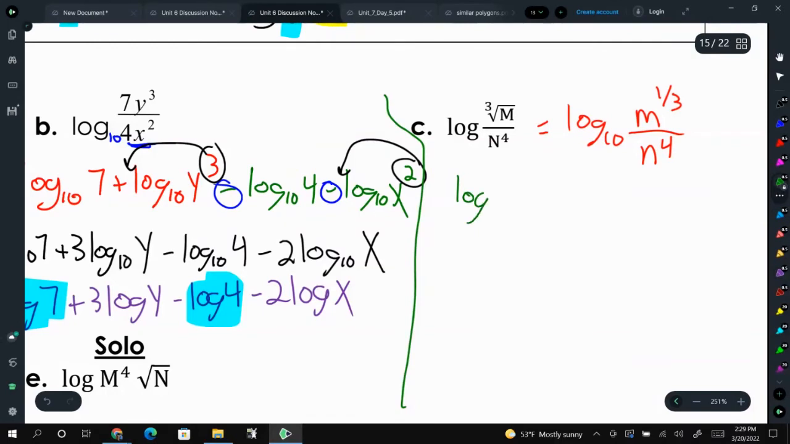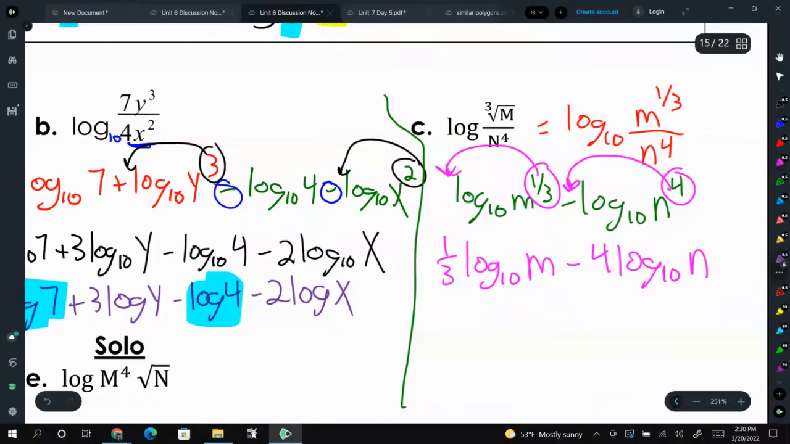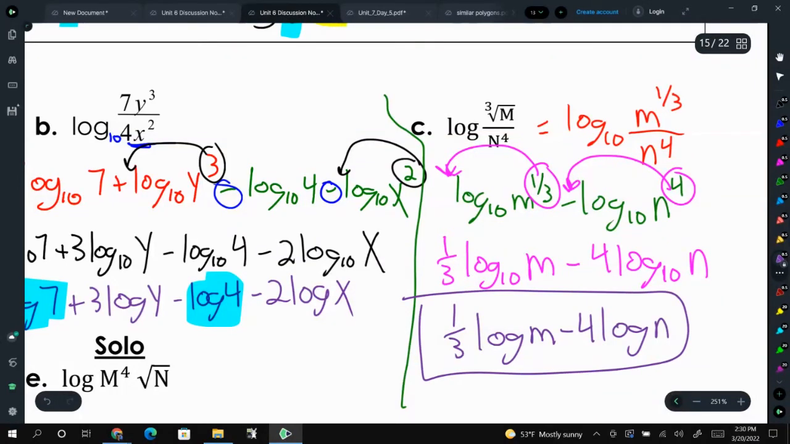So now we're going to have log base 10 of m to the 1/3 minus log base 10 of n to the 4th. Bring the 1/3 in front. So we have 1/3 log base 10 of m minus 4 log base 10 of n. And again, we can say 1/3 log of m minus 4 log of n. And that would be your final answer.